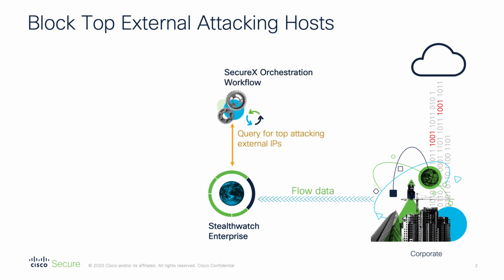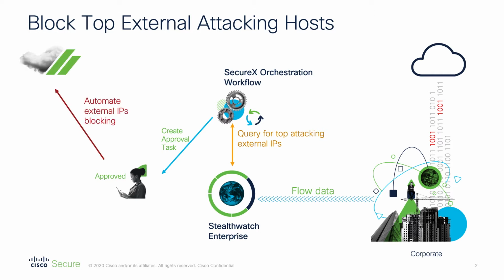So this orchestrator is actually gonna query for top attacking external IPs based on a schedule. We can do it mainly daily or every couple of days. Then we create a task to be approved by the local team to overlook all these IPs. So we have a list of IPs, you have a task to approve inside SecureX. You look at these different IPs, define if you need to block them, and you can actually approve that workflow to get them blocked automatically inside Umbrella.